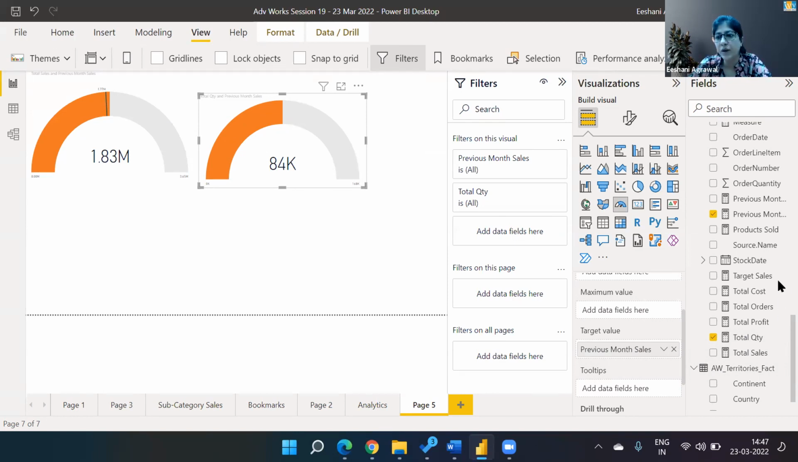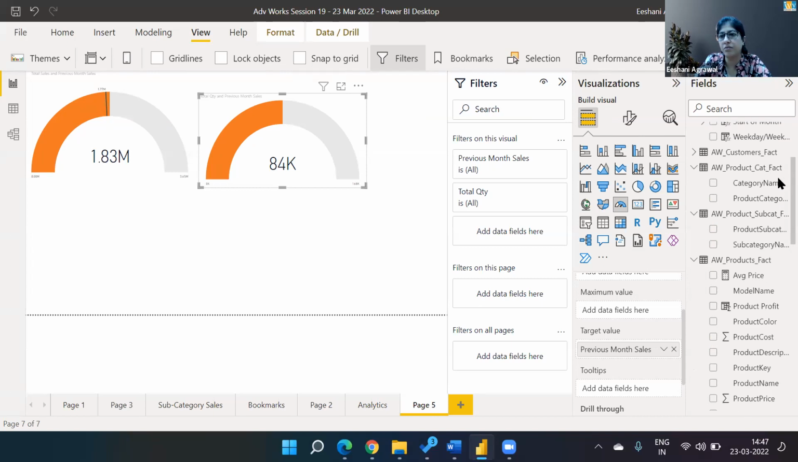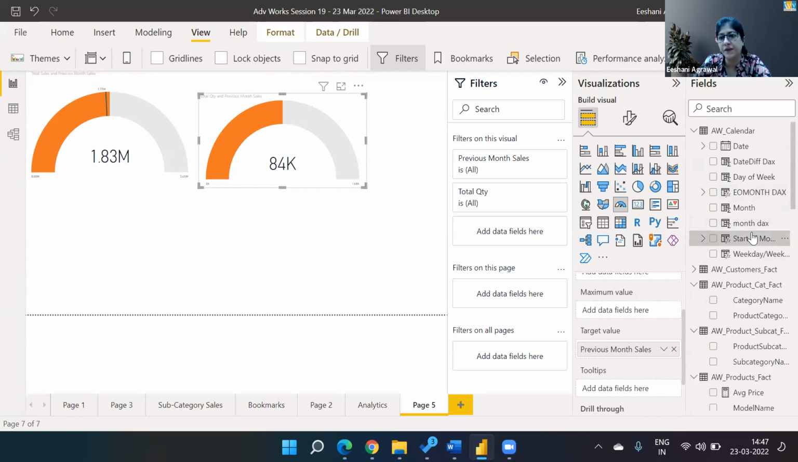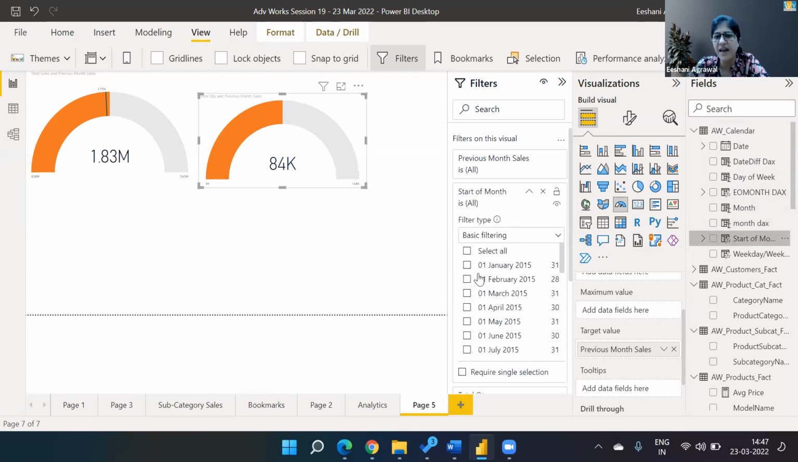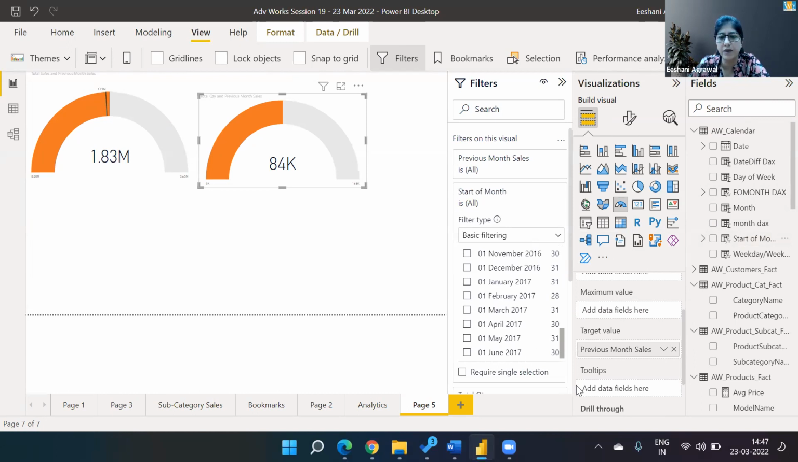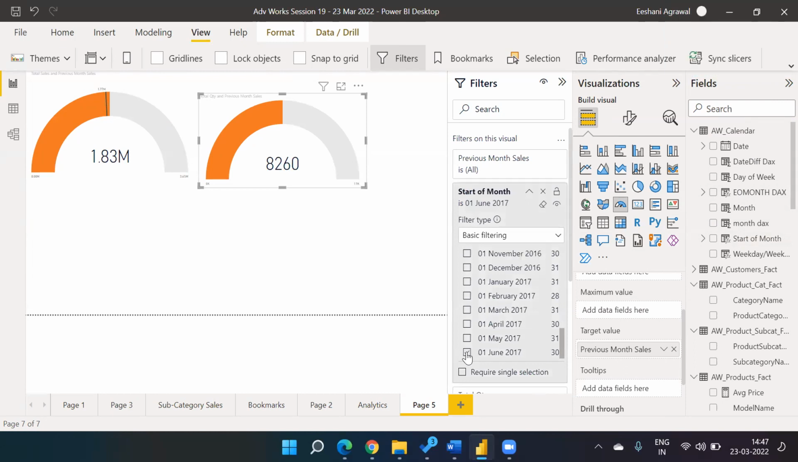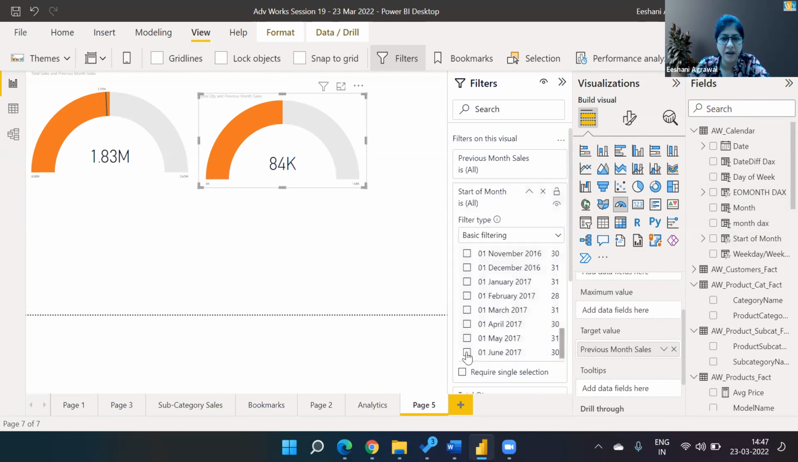One thing we could have done, we could have said, okay, why don't you simply put your start of month over here in the data? And we could have gone and said, okay, I want the last month. Isn't it? Done. We could have also done something like this, right?